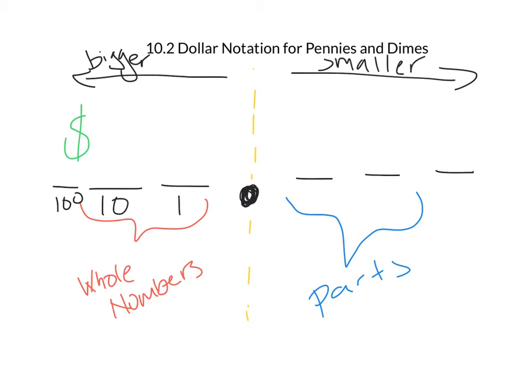Because we can think about this as dimes, which are worth 10 cents, or are 0.1 of a dollar. We can think of these as pennies, which are 1 cent, or 0.01 of a dollar. Now this gets even smaller, and it's hundredths.